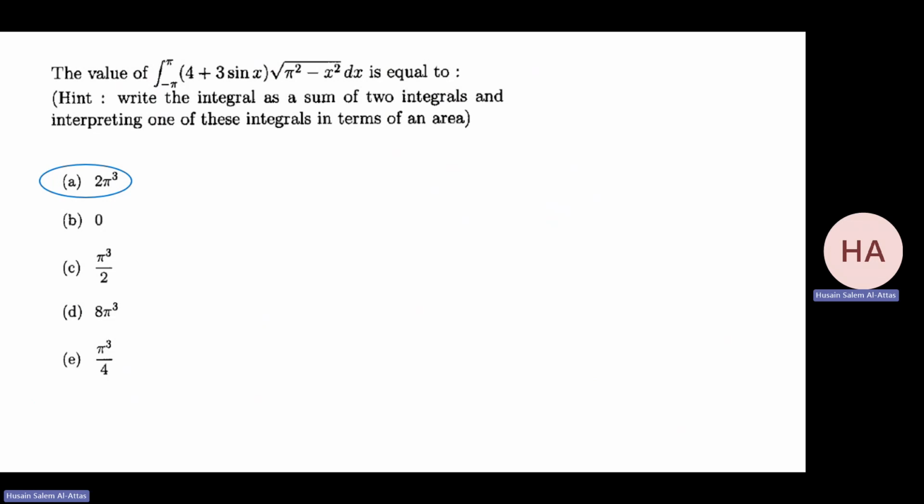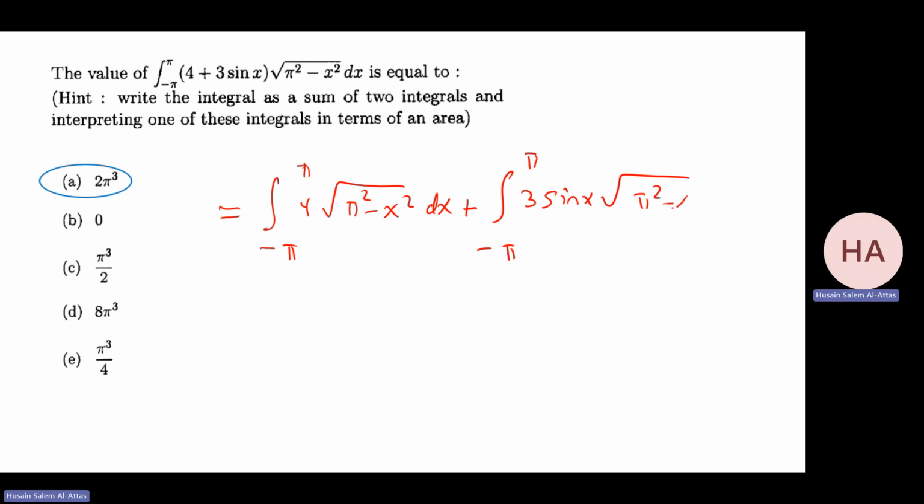Okay, I have minus pi to pi. Sometimes you need to split it. Like in this case, this integral, minus pi to pi, 4 square root of pi square minus x squared dx, plus minus pi to pi, 3 sine x square root of pi square minus x squared dx. This is odd.